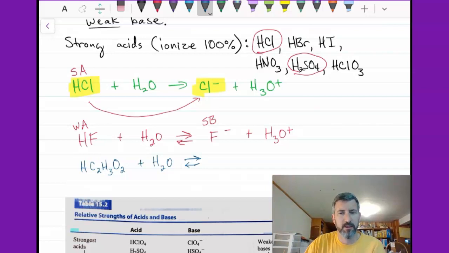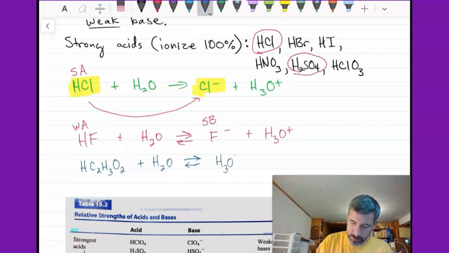So what are my two products going to be for this ionization equation? Okay, so you should have said, and the order doesn't matter, of course, but I'm going to say hydronium and acetate, right?